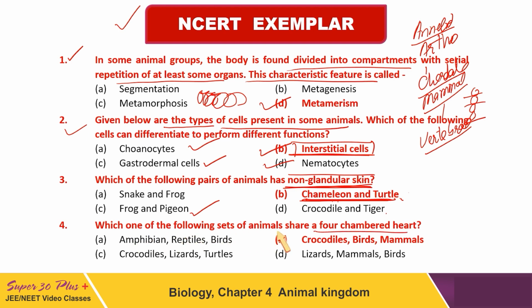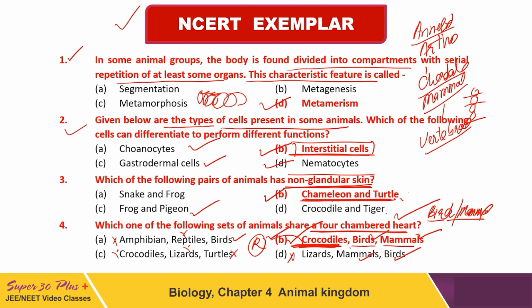Which of the following set of animals share a four-chambered heart? Very good question. You know, complete four-chambered heart is found only in birds and mammals. Amphibian is not bird. Reptiles, crocodile, lizard, turtles are reptiles. Birds and mammals have a four-chambered heart. And crocodile is a reptile, but even then it has a four-chambered heart. Lizards don't have. This is important, the reptile which has a four-chambered heart. The right answer is B.